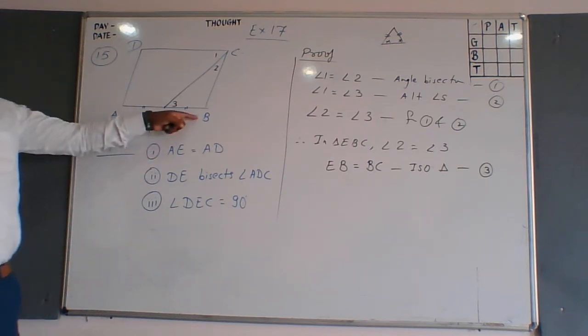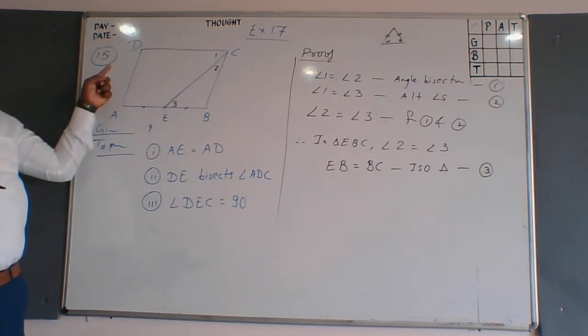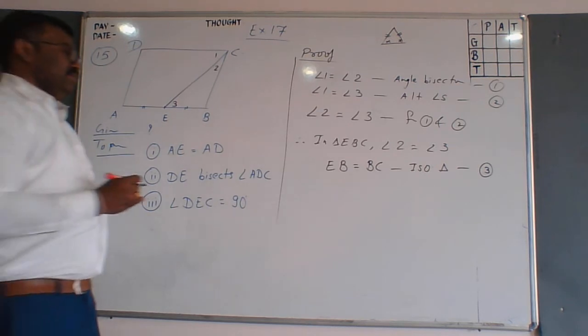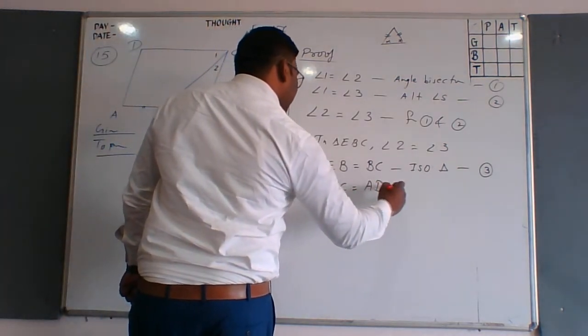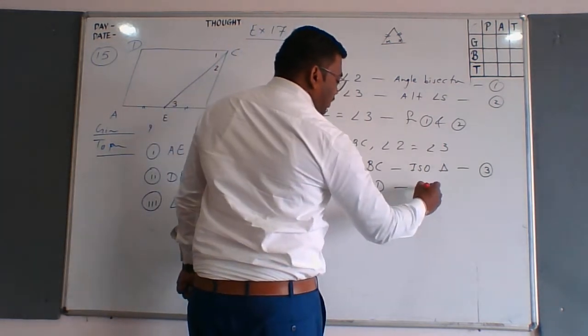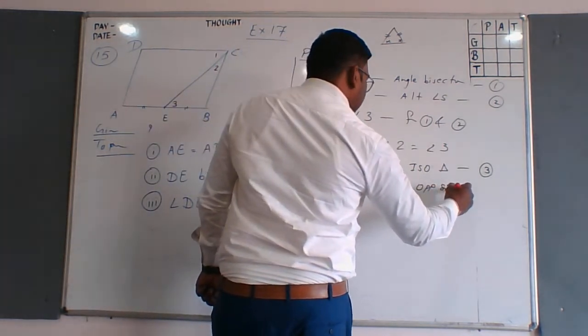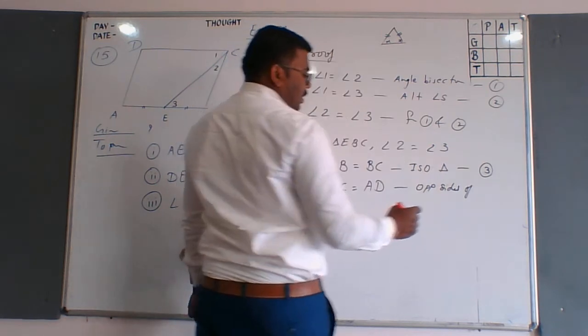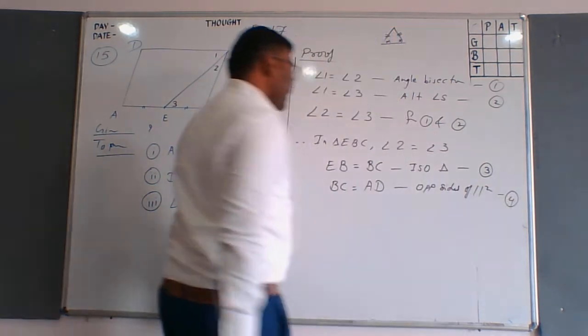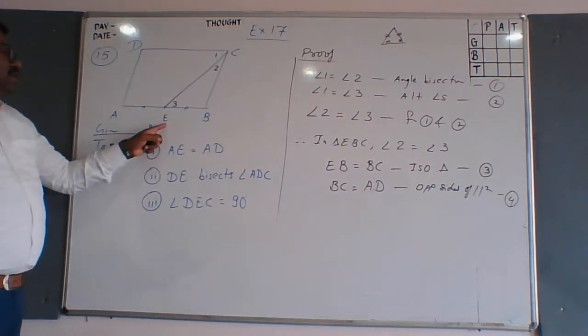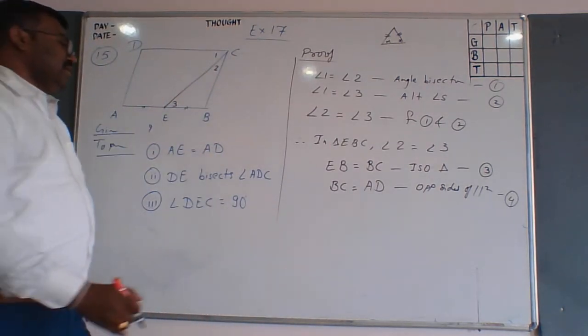But this BC is equal to AD. BC is equal to AD. The reason is opposite sides of a parallelogram. Correct? And EB equals EA.